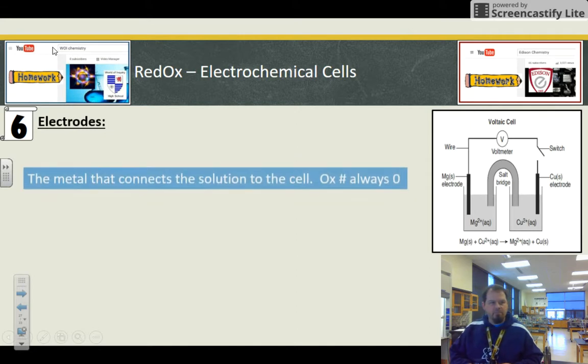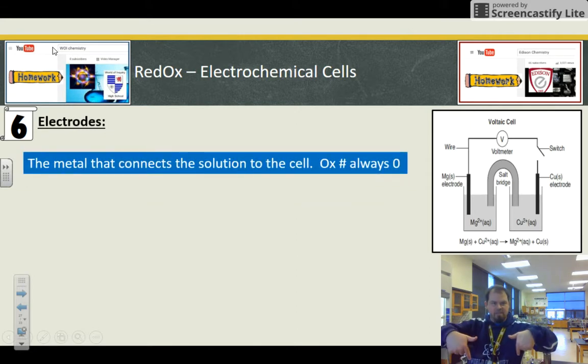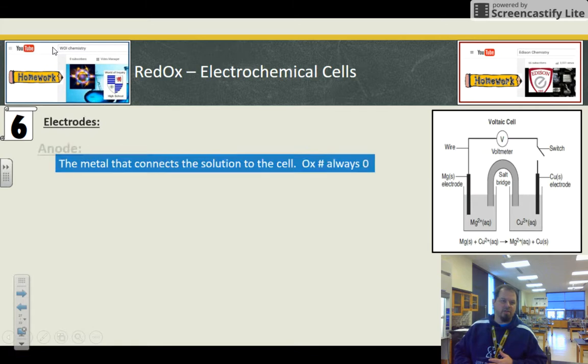Okay, electrodes are the metal pieces that go in to set this thing up. As the metal connects the solution to the cell, the oxidation number is always 0 because it is a whole metal. Hence, if you look in the picture, one is an Mg solid electrode, the other is a copper solid electrode. If I were to see copper and magnesium in the reaction underneath, notice that I would assign those as zeros. So it always starts at 0.